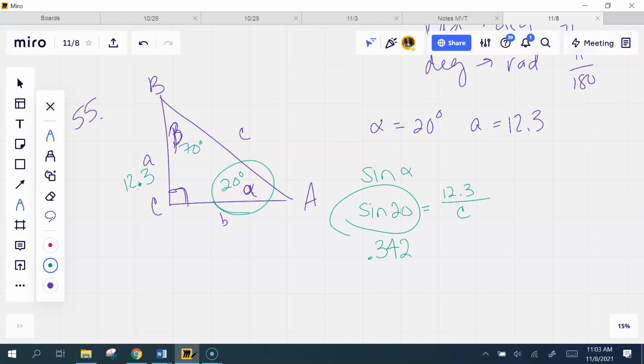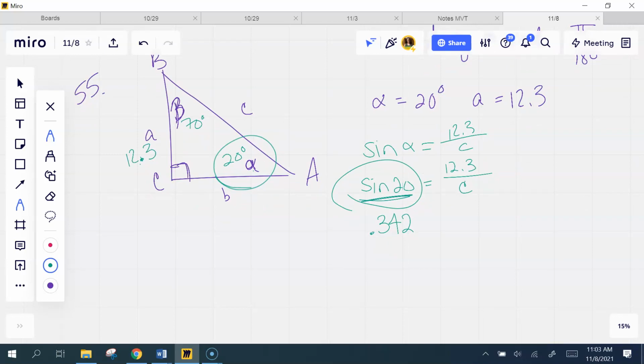It gives you the ratio. So the sine of 20 or the sine of alpha is 12.3 over hypotenuse. Right? The sine of 20 is 0.342. Is this an equation that you can solve? Yes. What do I do first? Cross multiply or multiply by C on both sides. So really the equation is 0.342C equals 12.3. And now what is C?